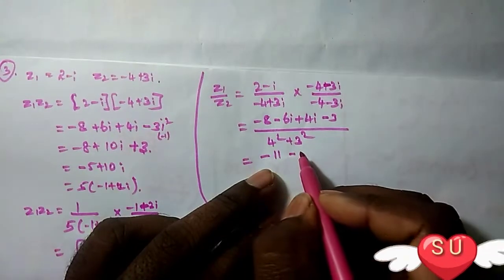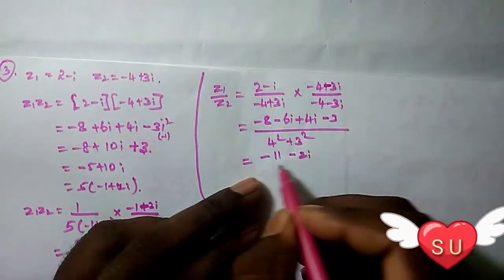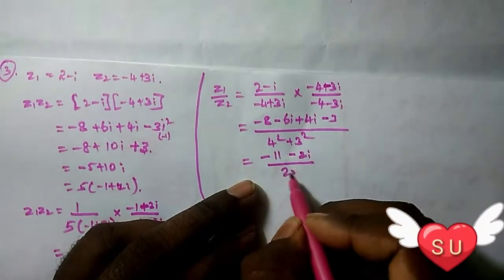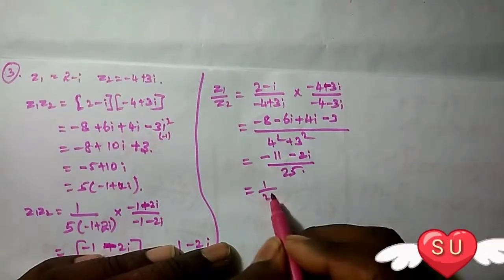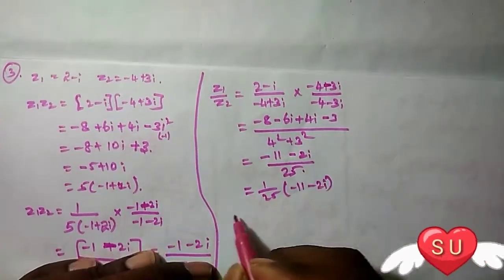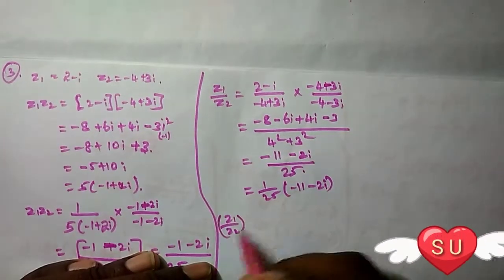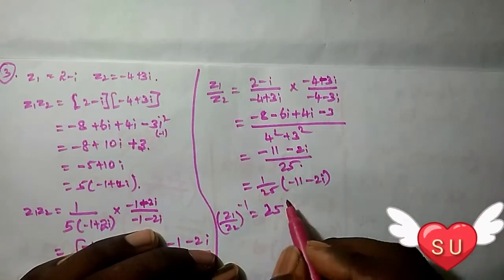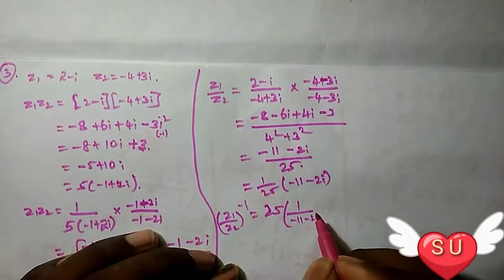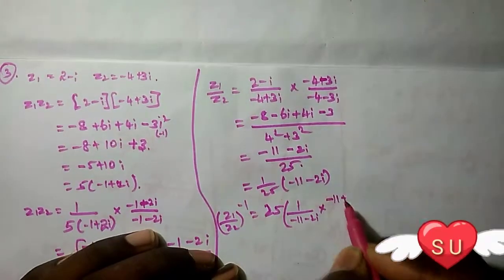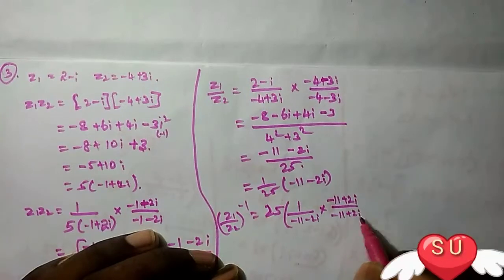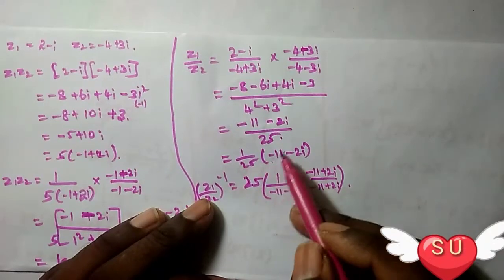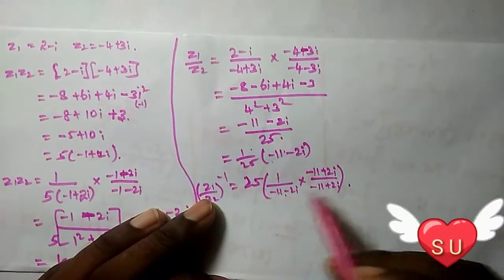Next, minus 2i, divided by 4 square which is 16, plus 3 square which is 9, so 16 plus 9 is 25. So we write 1 divided by 25 (minus 11 minus 2i). For the inverse of Z1 Z2 bar, we write 1 divided by (minus 11 minus 2i) into (minus 11 plus 2i) divided by (minus 11 plus 2i), which is the conjugate.